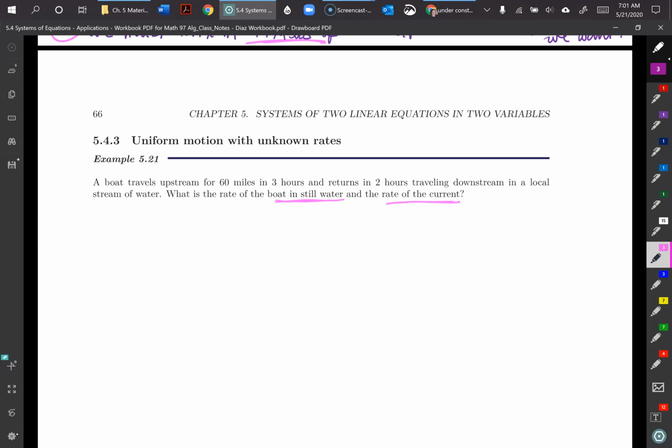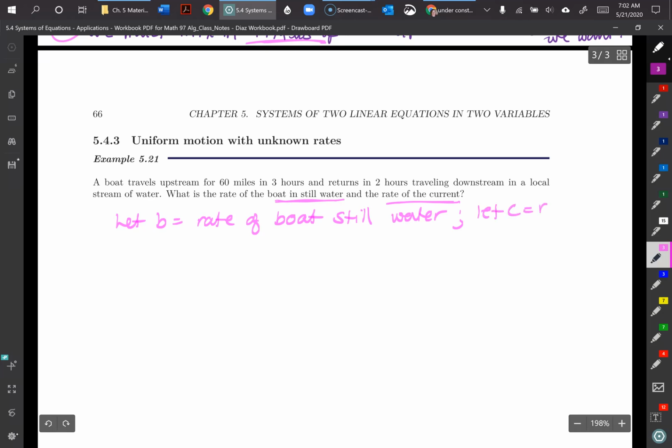So we want to set up our variables this way. So I'll let B equal rate of boat in still water, and let C equal rate of the current.